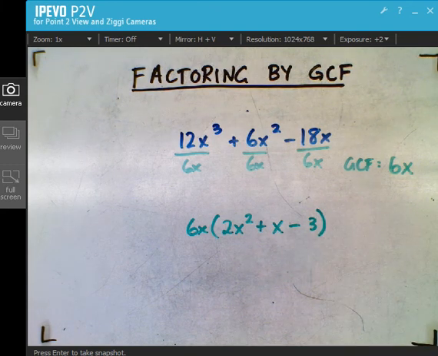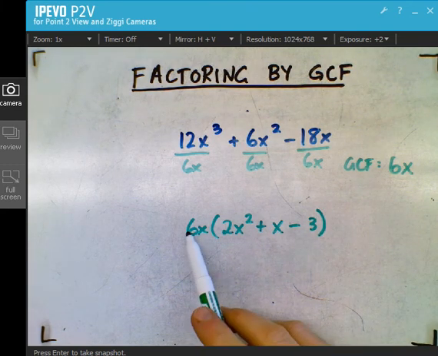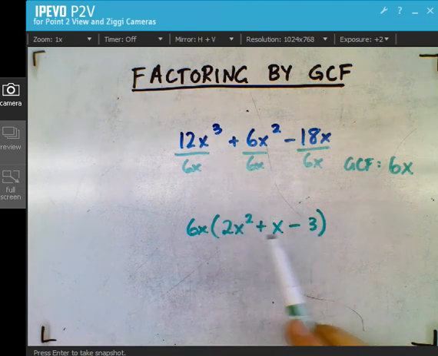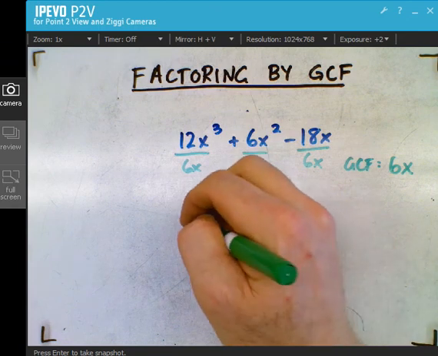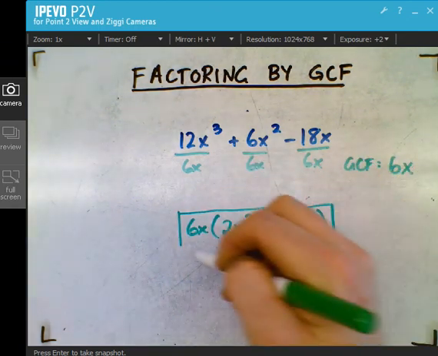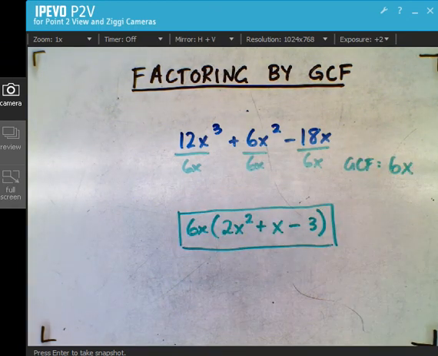And just to reiterate one last time, if I were to distribute 6x through the parentheses and multiply these two factors together, I would be back to my original problem. That is factoring by GCF.